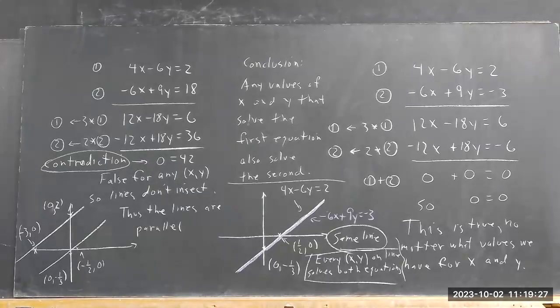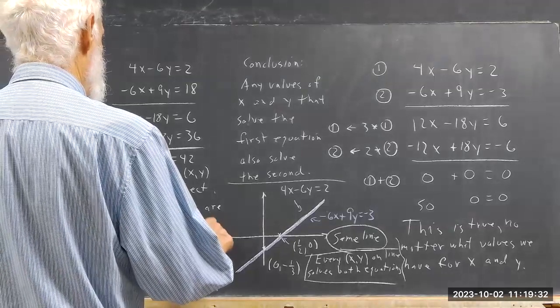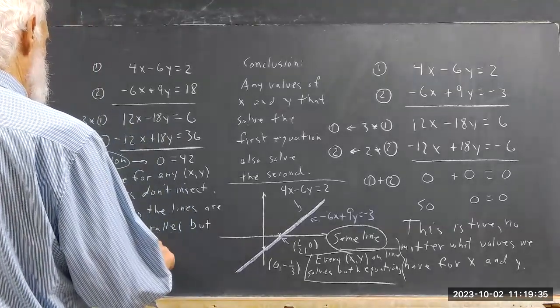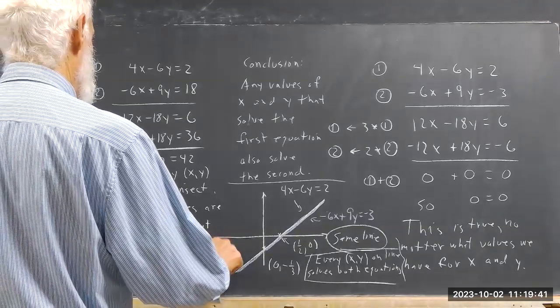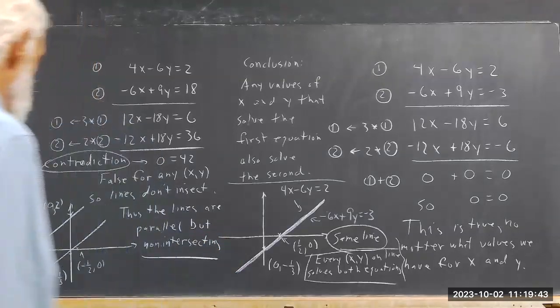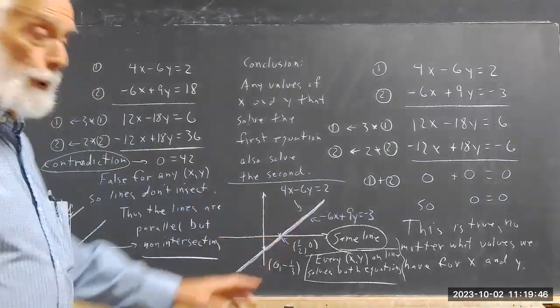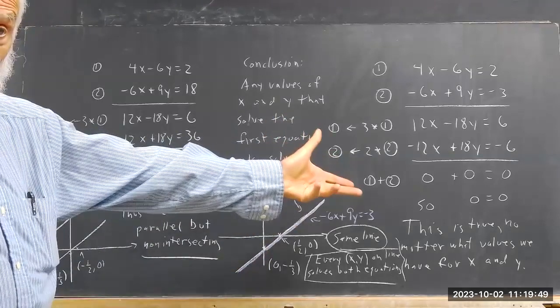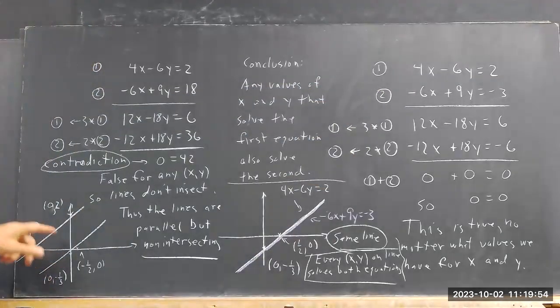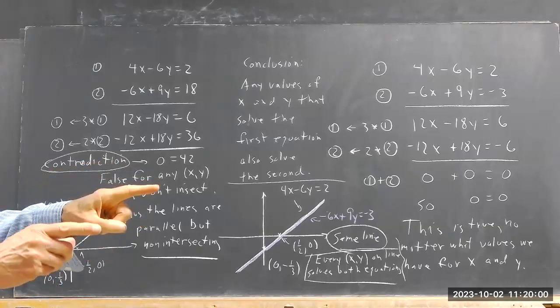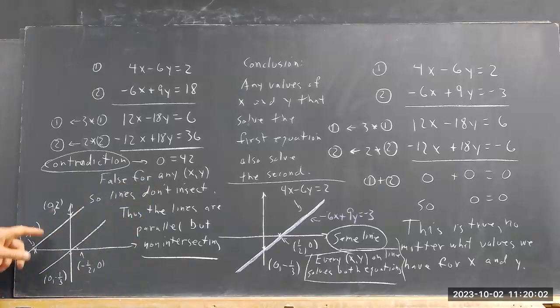Well, it follows that the lines are parallel, but they don't intersect. Okay, so what we have here, these 2 lines are parallel. Of course, parallel lines never meet. That's what parallel means. So we have parallel lines that are non-intersecting.